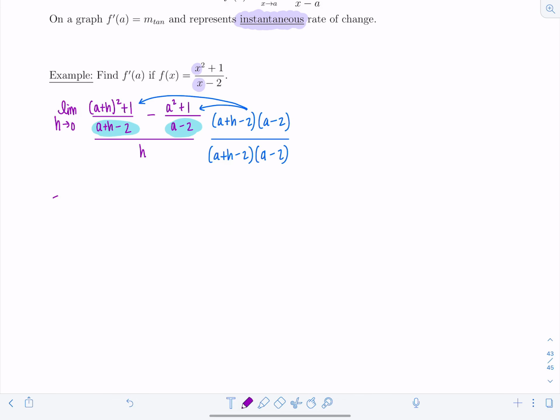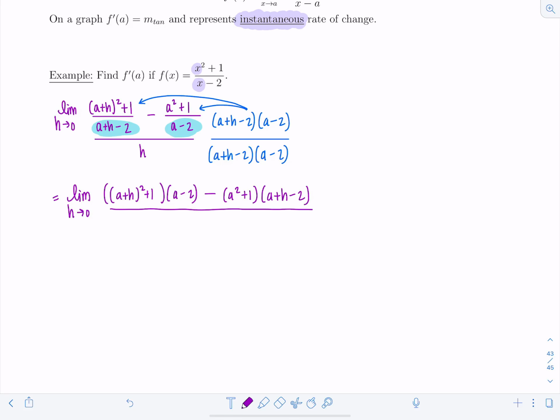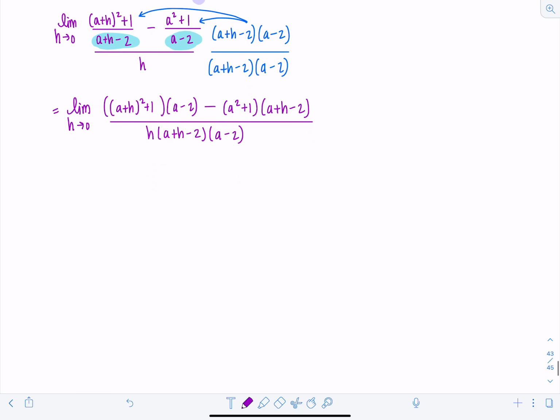So here, let's see. I've got the limit as h approaches 0 of (a plus h) squared plus 1 times a minus 2. The a plus h minus 2 is going to cancel out. Good. I think I have too many parentheses. Hold on. And then minus, I have a squared plus 1 times a plus h minus 2. The a minus 2 cancels. And then in the denominator, we just have h times a plus h minus 2 times a minus 2. Very good. So now we just got to multiply everything out.